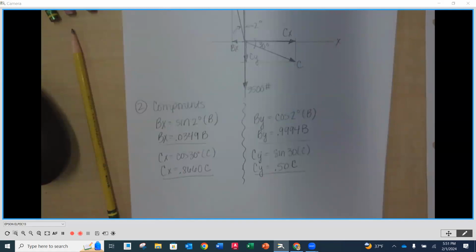So now the next thing that we're going to do is implement our equations of equilibrium. Step number 3 is what I just call equations of equilibrium.